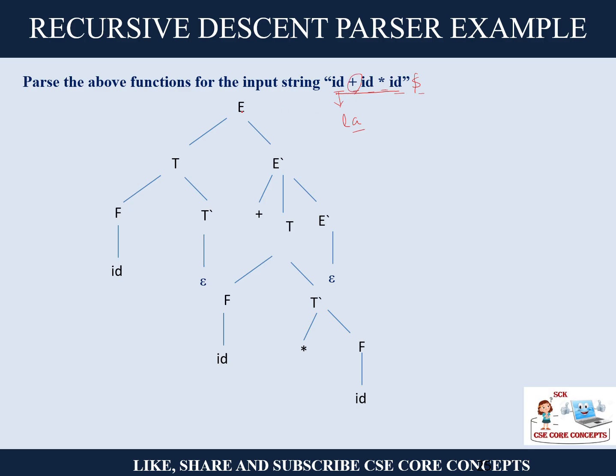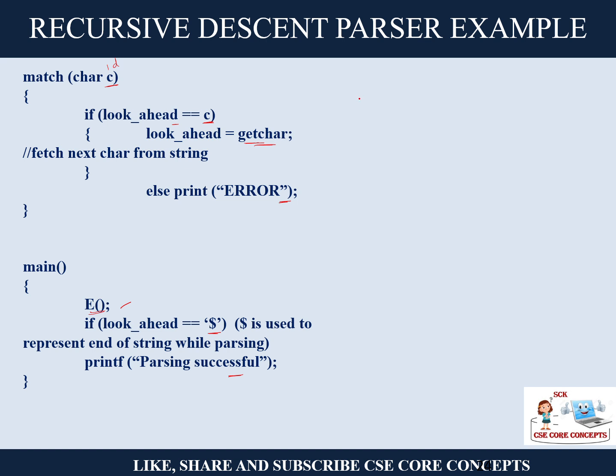Now here we can draw the parse tree. We started with symbol E, as I told you. From the symbol E, we went to T. From T, we went to F, right? So here let us follow this path. From E we went to T, then we called F, and in F we encountered id, right? This is done. So now let us go here. Now our next symbol, look ahead, is plus.